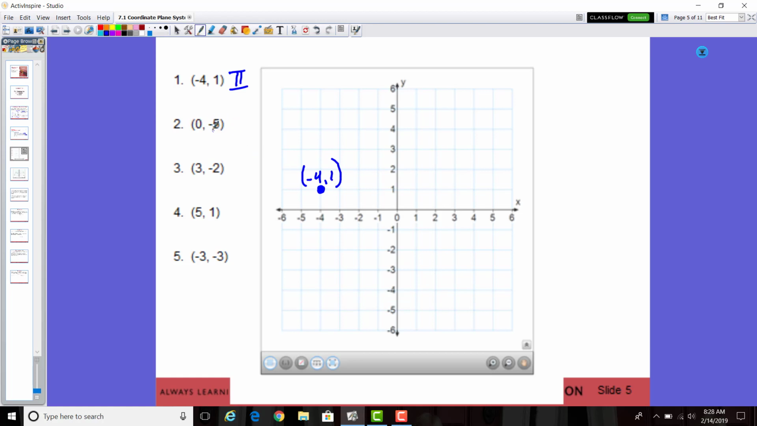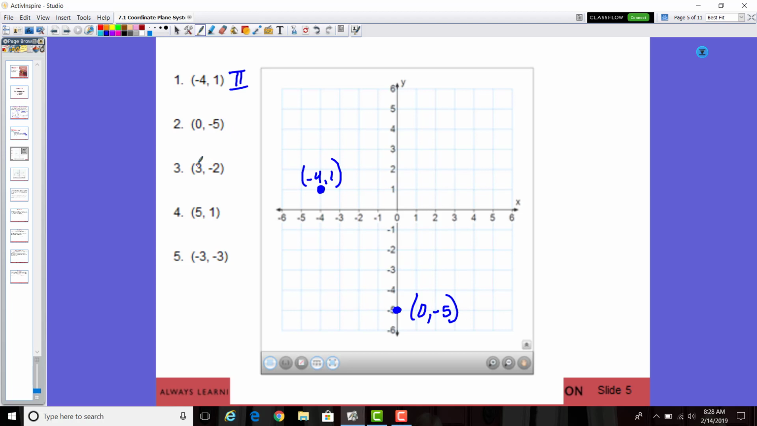Second point, (0, -5). This is what we call an intercept. When our x value is 0, it means we cannot go left or right at all. So an x value of 0 means I stay right at the origin, and then I go down to -5. This is what we call a y-intercept because it is sitting on the y-axis.